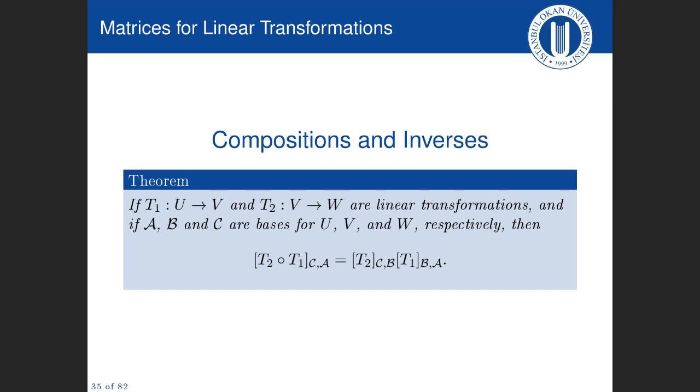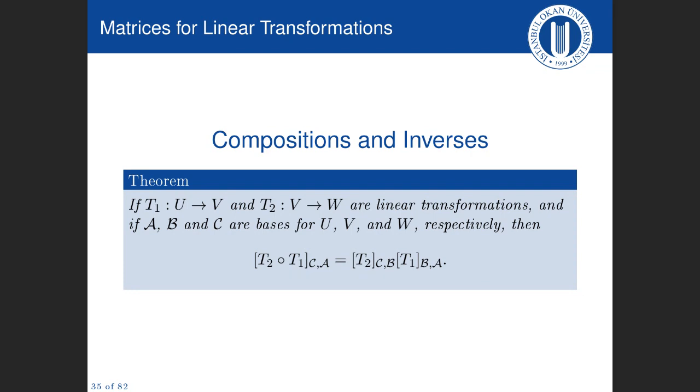Next idea, compositions and inverses. Let's suppose we have two linear transformations, T1 and T2. T1 maps from U to V and T2 maps from V to W, where U, V, and W are vector spaces. And let's suppose we have bases A, B, and C for these three vector spaces. Then the theorem tells us that the matrix for T2 composed with T1 is equal to the matrix for T2 multiplied by the matrix for T1.